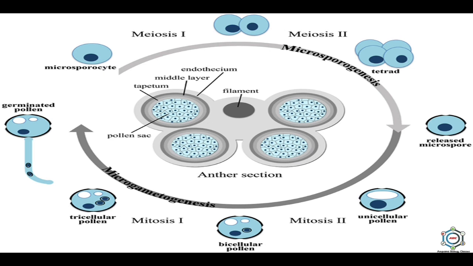So, this is the complete view of microsporogenesis and microgametogenesis. Here, the microsporocyte forms the microspore, which develops into the unicellular pollen, the bicellular pollen, and then the tricellular pollen. After this, it is converted into a germinated pollen. This germinated pollen, after the formation of new structures, then forms the microsporocyte and the process continues. That means it goes from the microsporocyte formation to the germinated pollen.